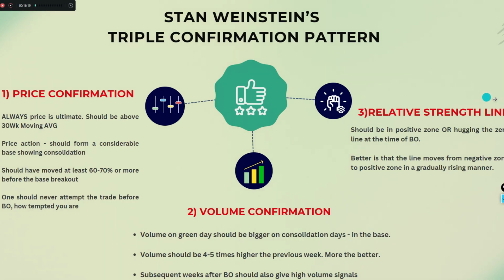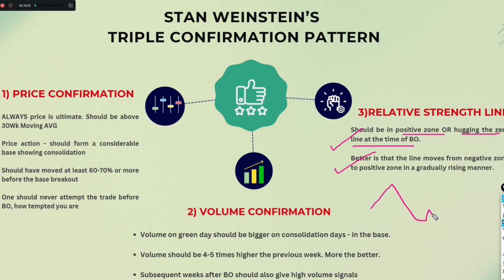And the third is the relative strength line. As I already said, the relative strength line should be in the positive zone or hugging the zero line at the time of breakout. Better is that the line moves from the negative zone to the positive zone in a gradually rising manner. That is very important. Don't look at stocks where the relative strength line is showing many whipsaws.